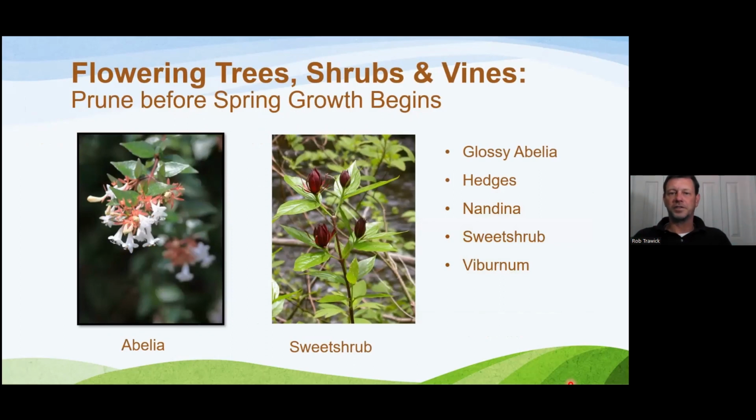Others are abelia, and hedges like, I would say, Chinese hollies, nandina, sweet shrub, viburnum. These are other plants that we're going to prune before that spring growth begins.